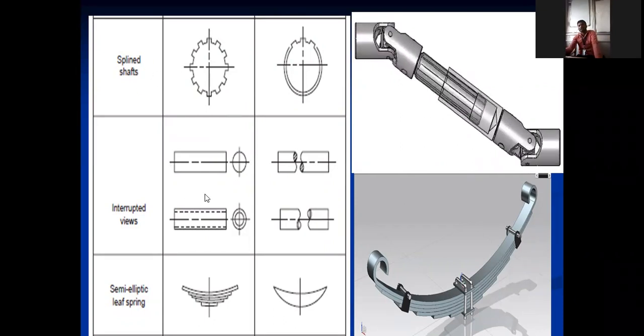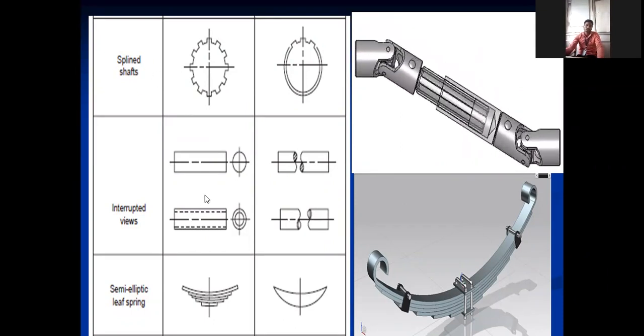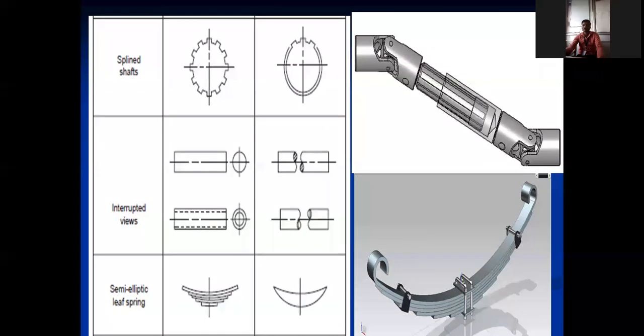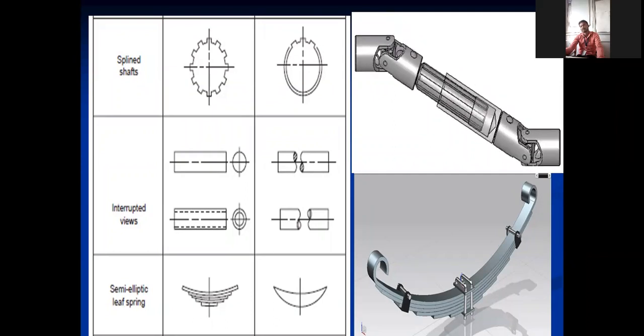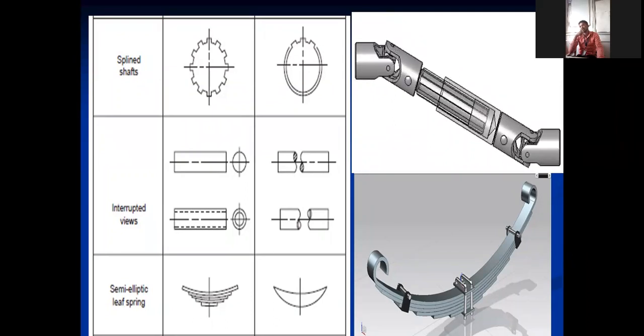Splined shaft. What is the meaning of spline in Marathi? Spline म्हणजे काय? What do you understand by spline? Let us see your English. Splined shaft.